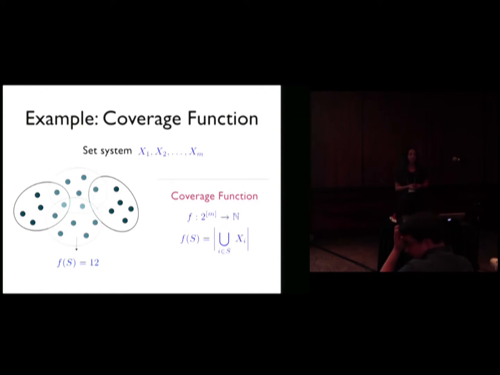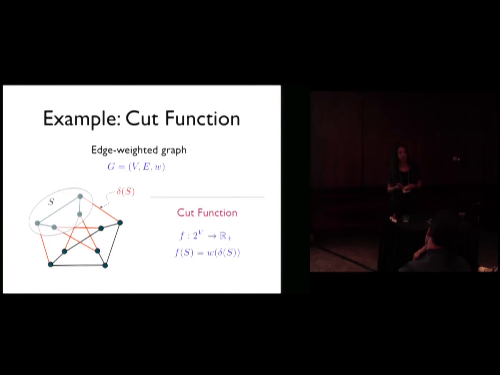One very nice example of a submodular function you're probably already familiar with is the coverage function. Imagine we have a collection of sets, and if you look at a subset of them, their coverage is the number of distinct elements that they contain. This turns out to be submodular, so it has diminishing returns. Another very nice example is the cut function of a graph. Here we have a graph with edge weights, and if we look at a set of vertices, their cut value is the total weight of the edges that are leaving. So the cut function is also submodular.